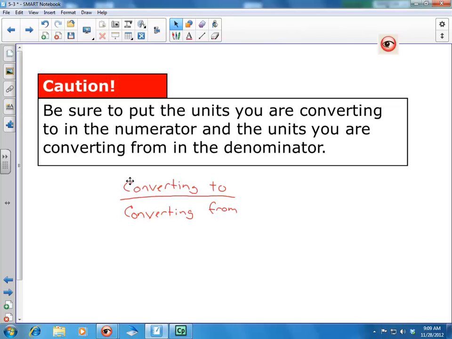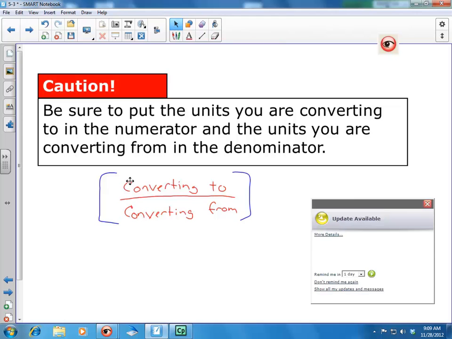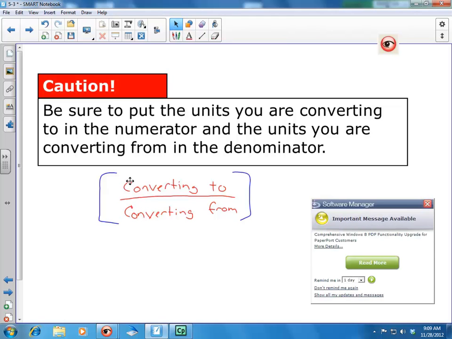But make note of this right here. You don't have to copy this whole thing down in your notes, but I certainly would write this down right here, because on your homework this evening, if you do not put the units you're converting to on the top, you're going to get it wrong. Even though the numbers might be the same. So be careful of that.